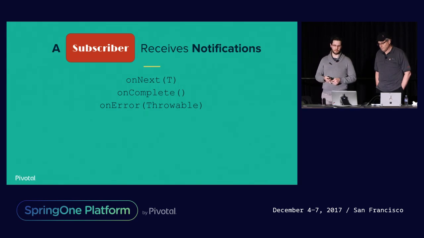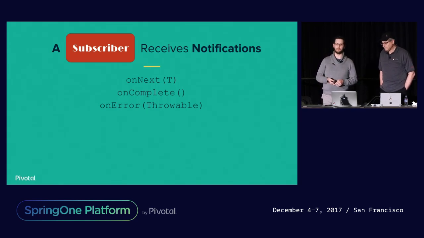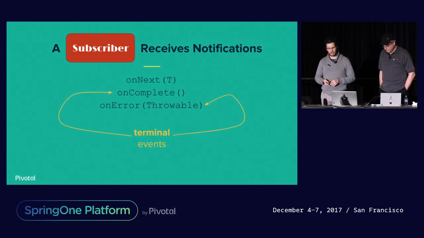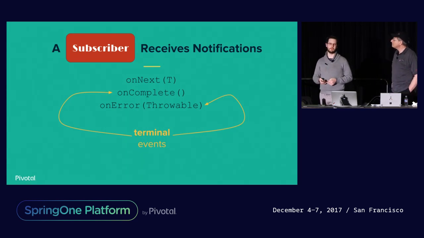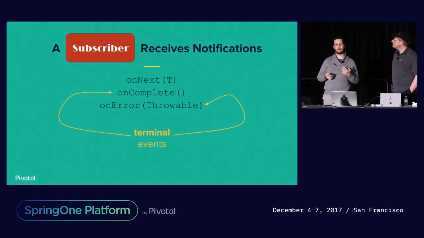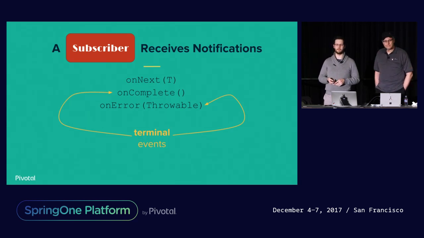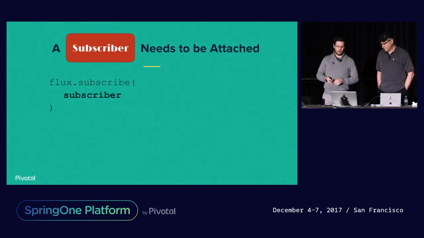OnComplete is how the subscriber gets notified of the termination of a sequence, successful termination. And OnError is how it gets notified of a failure. So these last 2 are terminal events. After an error, for instance, there's no more data that can come in through the Flux.